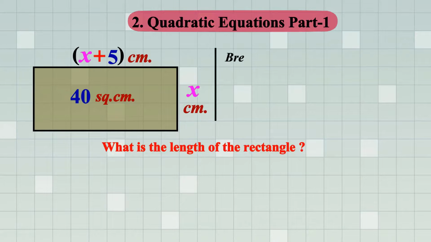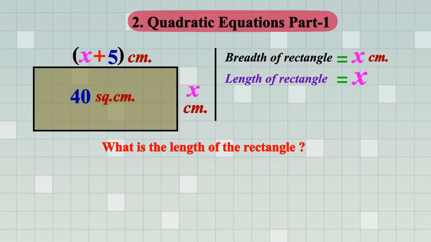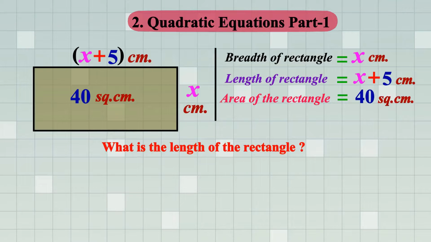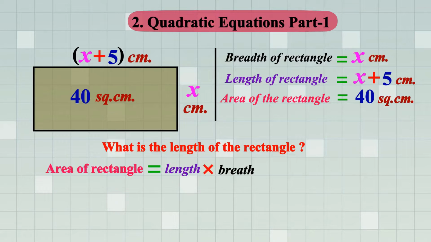Number 1. Breadth of the rectangle is equal to x, which is given. Length of the rectangle is equal to x plus 5 centimeter, that is also given. Number 2. Here area of the rectangle is equal to 40 square centimeter, that is given. Now, from the above factors, we can make a mathematical statement here. We know that the formula of area of rectangle is equal to length into breadth. Let us put the value in the formula.